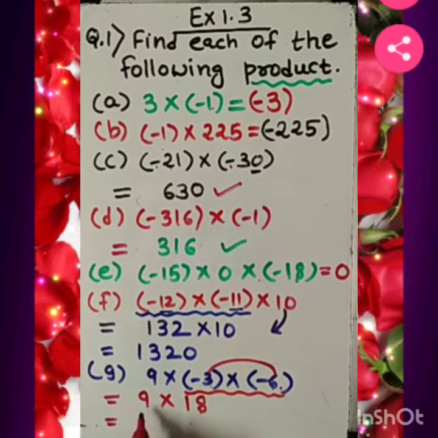Now, work out 18 into 9. Then 8 9s are 72. 7 carry over. 1 9 is 9, plus 7 gives the result 162. So, the solution of G is 162.